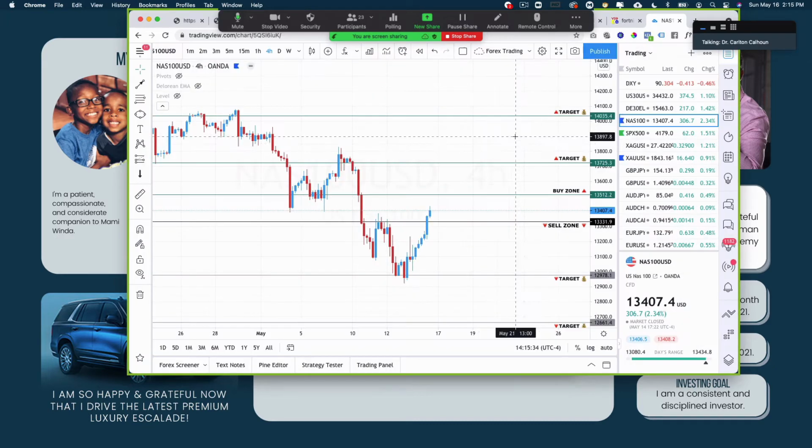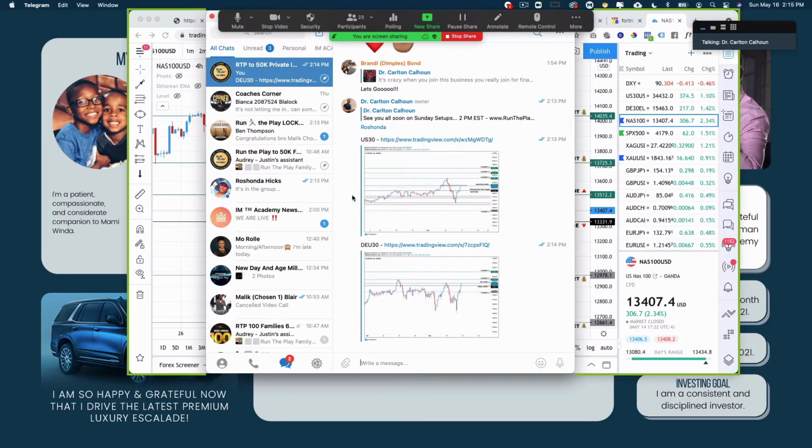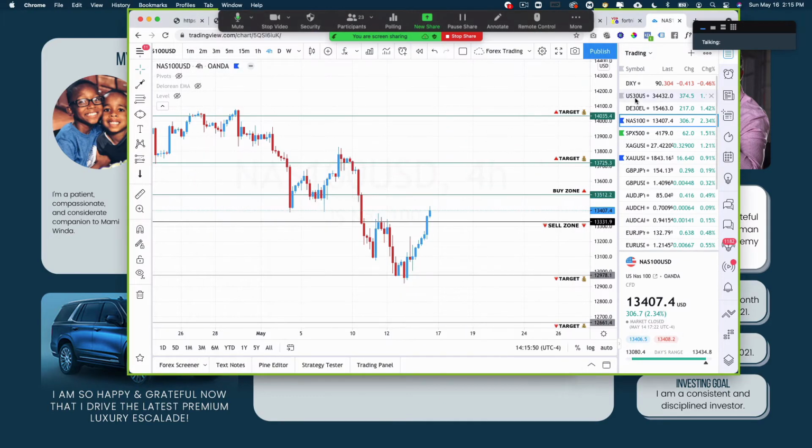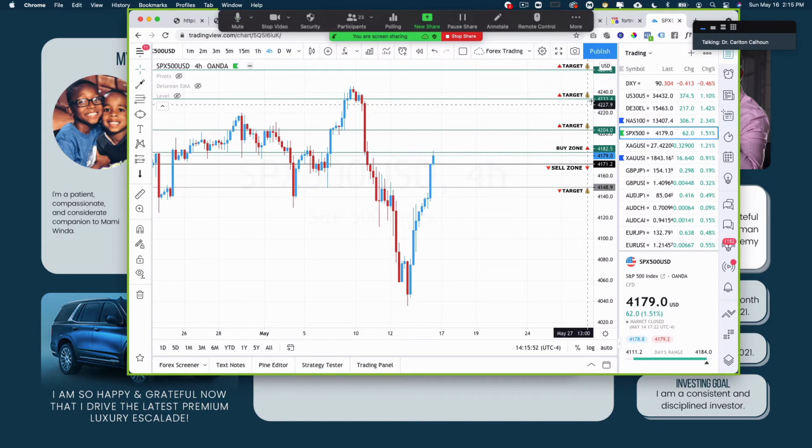I also trade indices on higher time frames. I don't mess around with 15 minutes. I may use 15 minute for entry, but I'm not using 15 minute as my decisions for take profits and things like that. That's just me. I would prefer not to scalp indices.